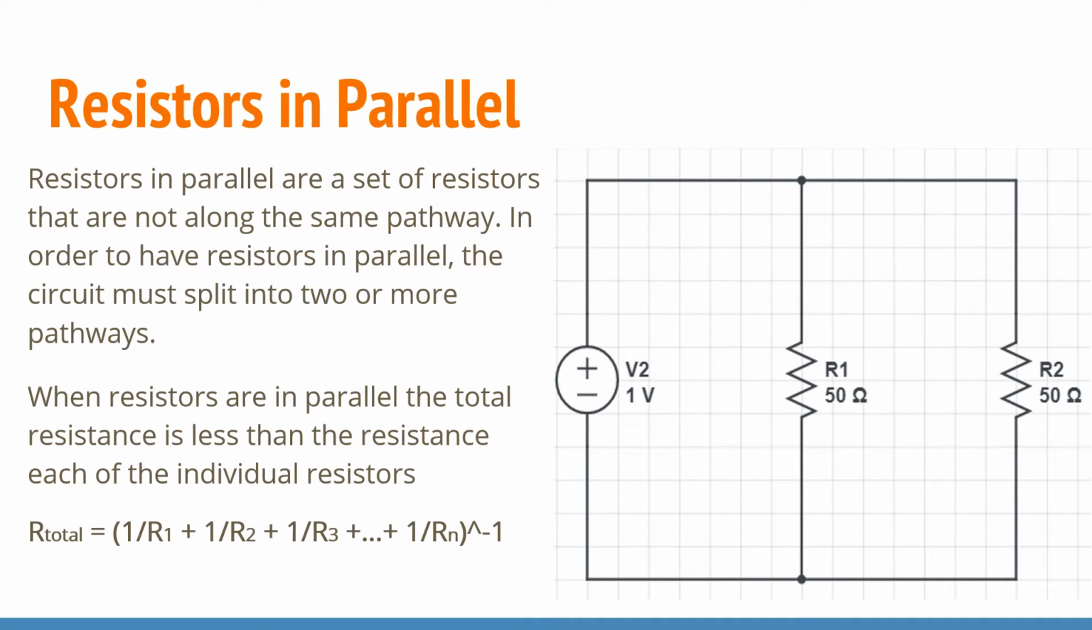Okay, now we will discuss resistors in parallel. Resistors in parallel are sets of resistors that are not along the same pathway. In order to have resistors in parallel, the circuit must split into two or more distinct pathways. We will find out that when resistors are in parallel, the total resistance is less than the resistance of any of the individual resistors.